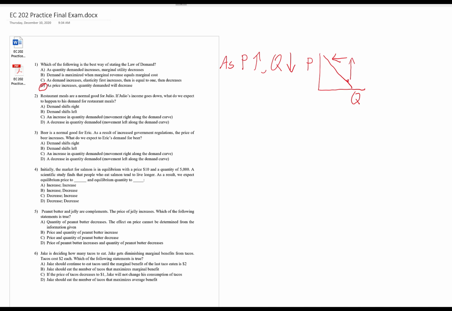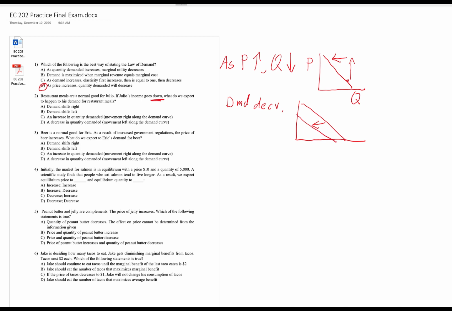Number 2, a normal good is a good where when your income increases, your demand increases. So if his income goes down, that means his demand decreases. So it's going to look like this. So it means it shifts left.